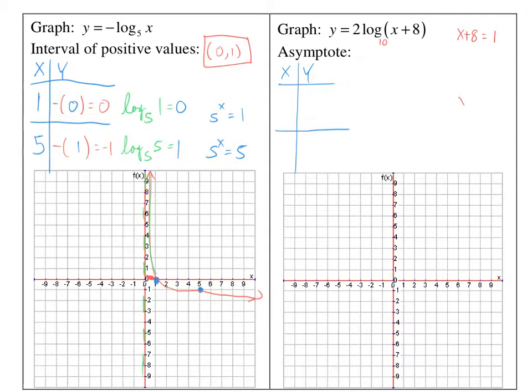And I also want what's inside the log to equal the base, which is 10. So x plus 8 equals 1, solve that. Minus the 8 over, so x equals negative 7. So that is what I want to plug in, negative 7, minus the 8 in here. I get x equals 2 and 2.